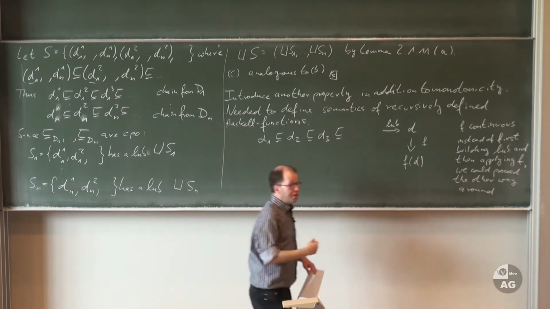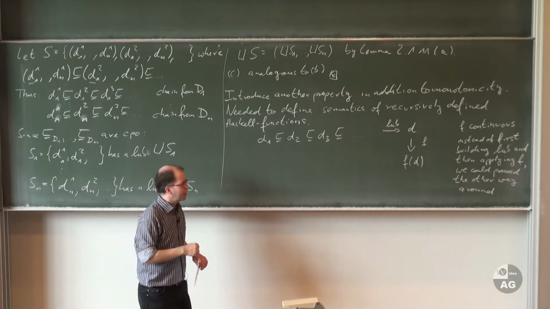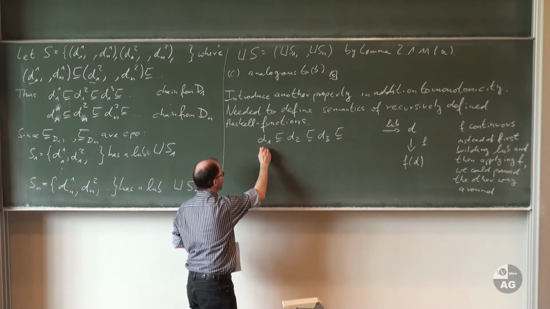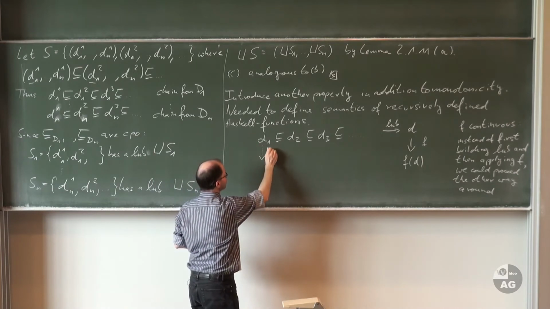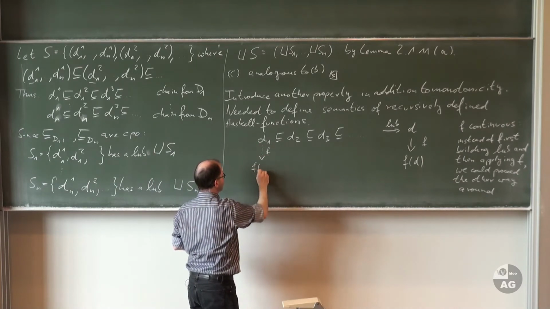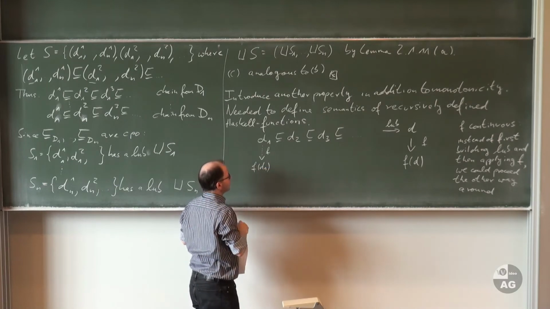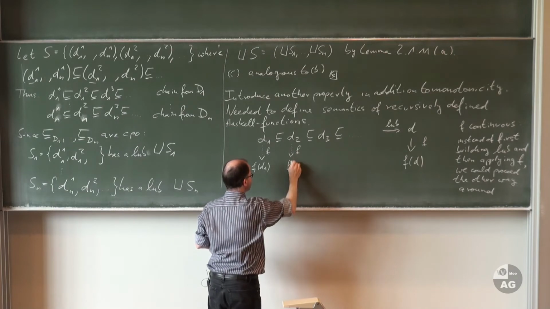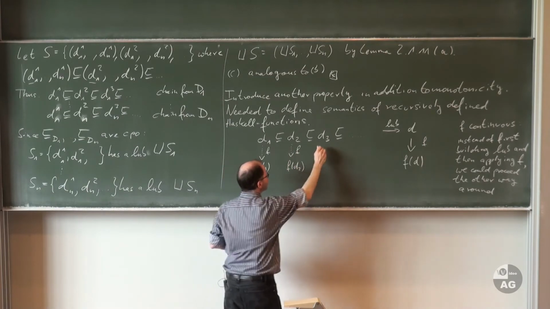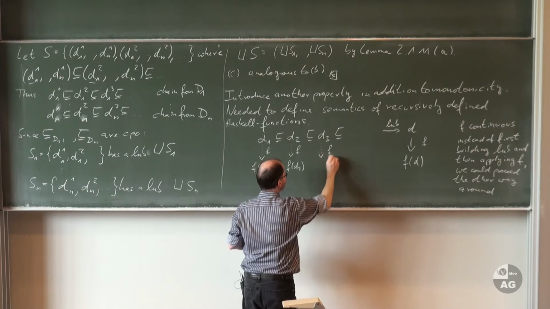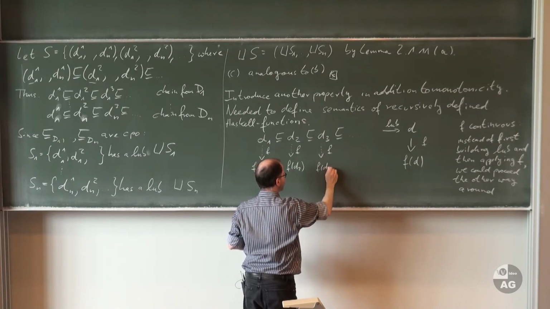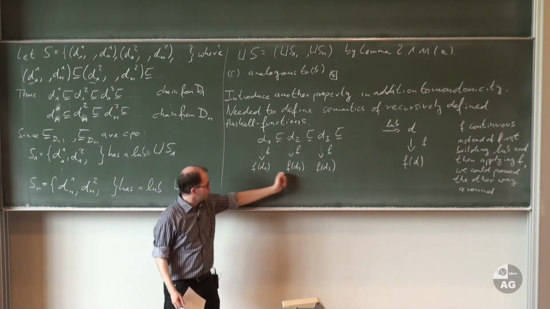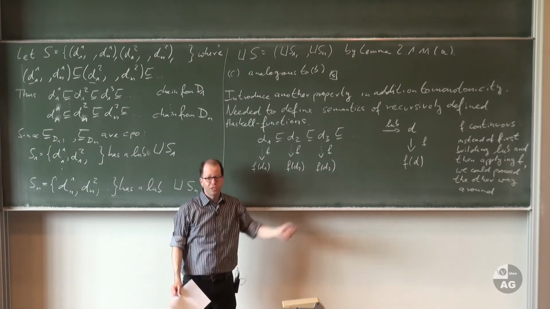So let's do it the other way around. The other way around means we first apply f and then we build the least upper bound. So if we first apply f, we could apply f to d1 and then we get f of d1. And we could apply f to d2 and then we get f of d2. And we could apply f to d3, of course, and then we get f of d3. And, well, what is the relation between f of d1, f of d2, and f of d3?